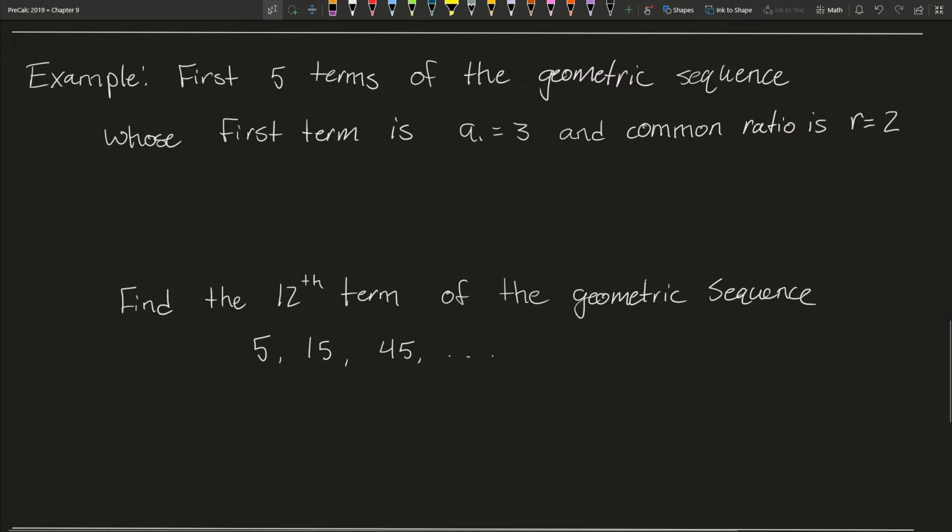So then we'll do some examples. First, the first 5 terms of a geometric sequence. We want the first 5 terms of a geometric sequence whose first term is 3 and whose common ratio is 2. Again, we're given exactly what we need, because we know that a_n, the nth term of any geometric sequence, is the first term times the common ratio to the power of n minus 1. So all we really have to do is just substitute, where the first term is 3 and the common ratio is 2.